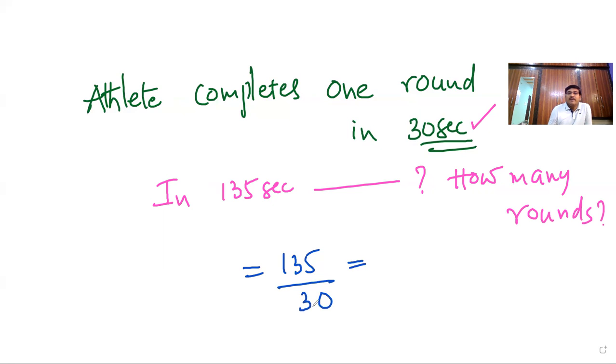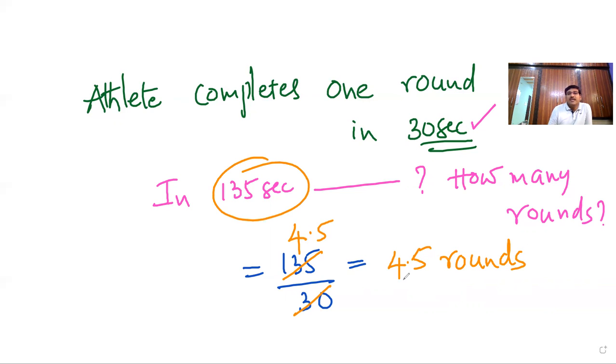135 by 30. Clear? 135 by 30. So if I simplify this, 3 4s 120. Okay. Clear? 0.5. So 4.5. 4.5 rounds. 3 4s 12. 0.35. So 4.5 rounds. How many rounds he completes?